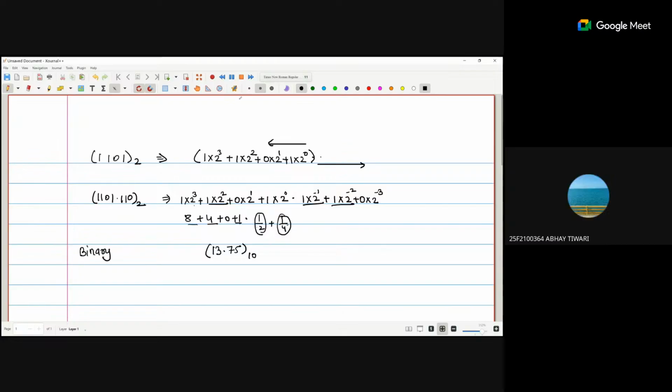Now if we convert the fraction part into octal or hexa, what do we do? We have to multiply the whole fraction part by 8. Wait a minute. That is the conversion from binary to decimal.